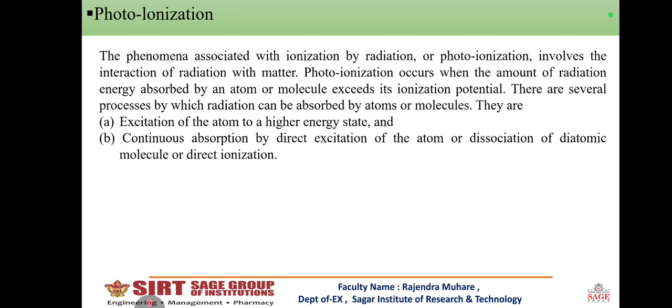In photoionization, the phenomena associated with ionization by radiation involve the interaction of radiation with matter. Photoionization occurs when the amount of radiation energy absorbed by an atom or molecule exceeds its ionization potential. There are several processes in which radiation can be absorbed by an atom or molecule.